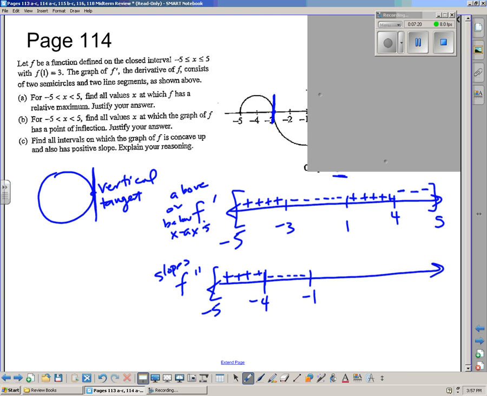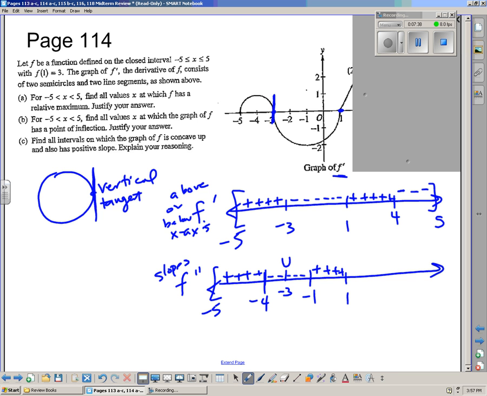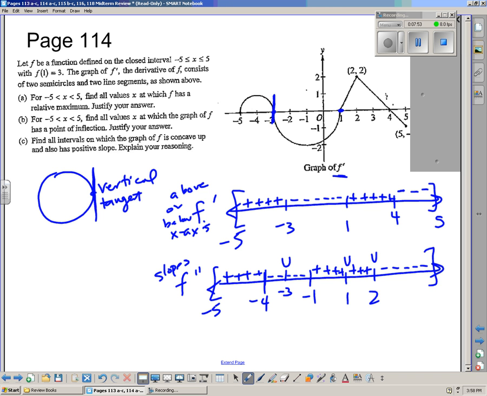So let's just be very careful about it. At -3, technically, the second derivative is undefined. Okay? But it's negative everywhere else on that interval. Then we're positive until we get to 1. And as you notice, at 1 we have a corner, so the slope is undefined at 1. I'll put a u at 1. And then we're positive until we get to 2. At 2 we're undefined because we have a corner. And then we're negative from then on till 5. So there's our number line set up.